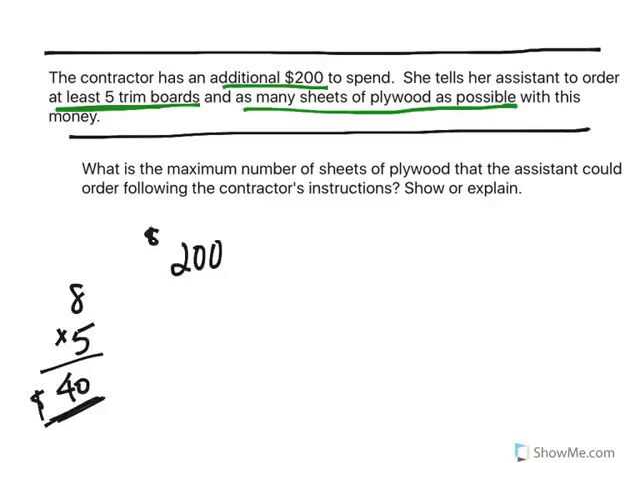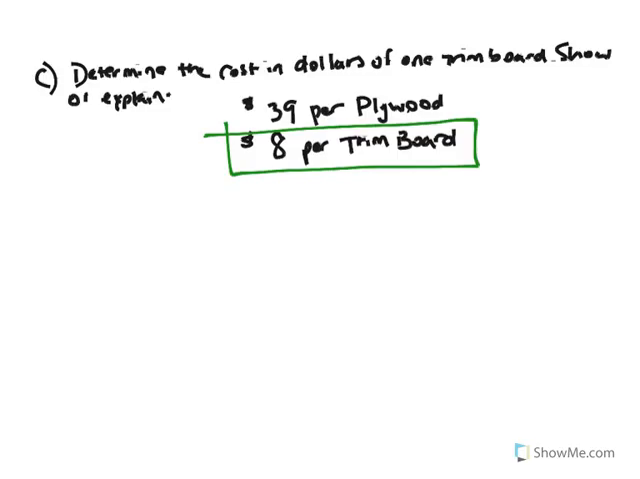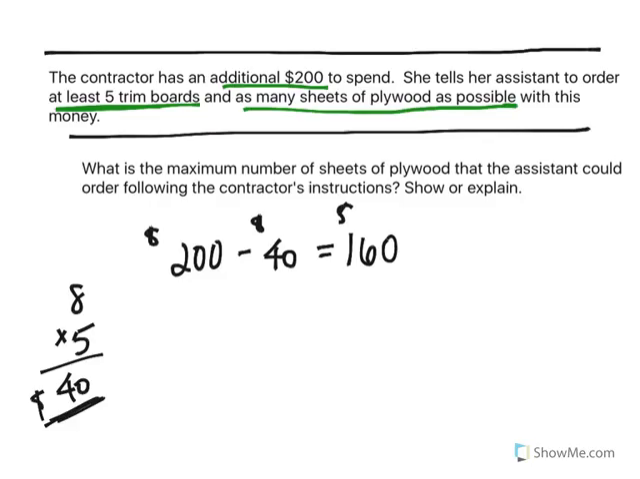Okay, so I'm going to do $200 minus the $40 that I have to spend on trim boards because I need to get 5. I'm going to subtract those and see how much money I have left over to buy plywood. So I'm left with $160. Plywood is $39 a board. So I'm just going to divide 160 by $39 per sheet of plywood, and I'm going to get 4.1. So I can get 4.1 sheets of plywood.